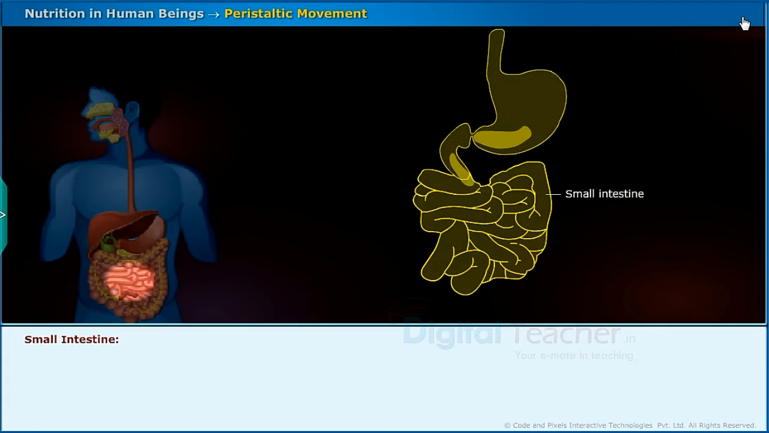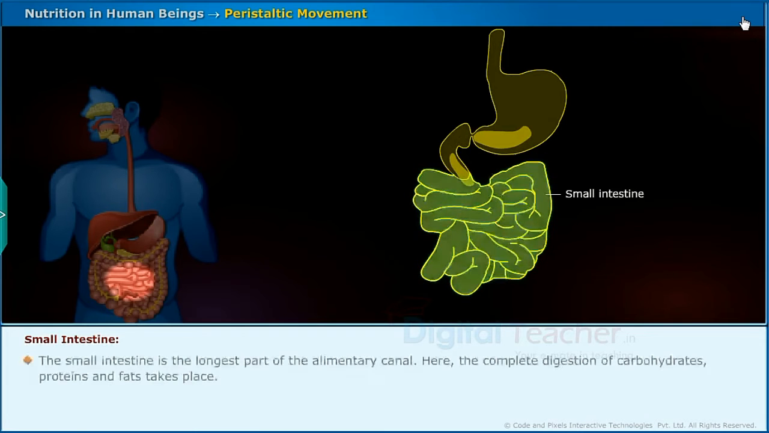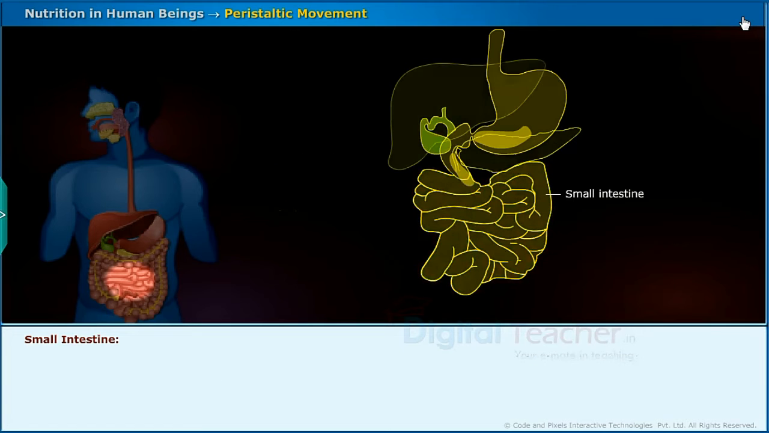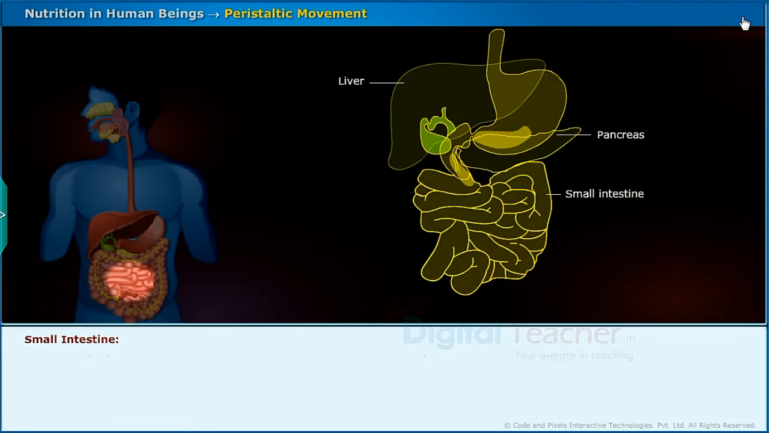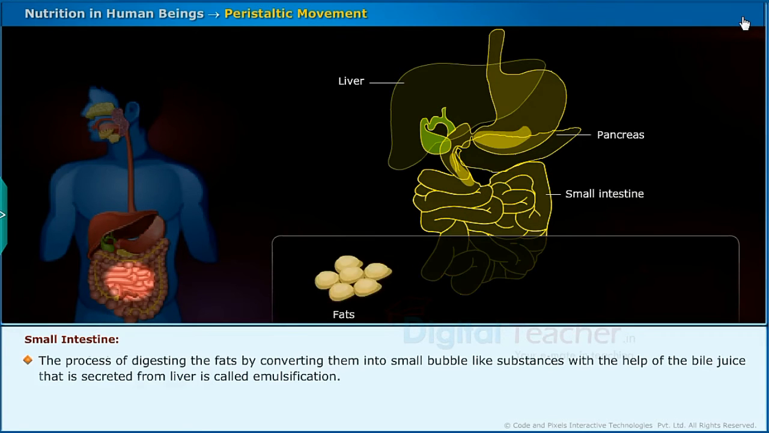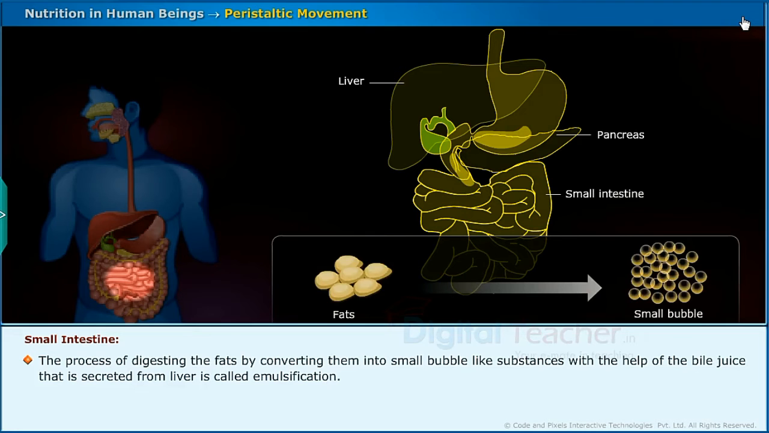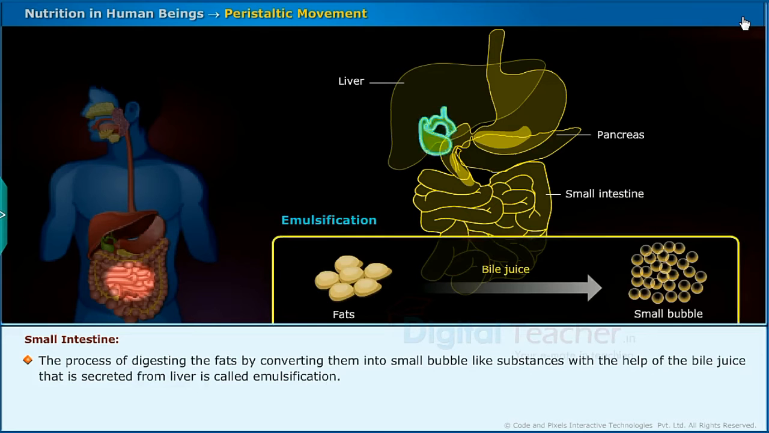Let us learn about the small intestine. The small intestine is the longest part of the alimentary canal. Here, the complete digestion of carbohydrates, proteins and fats takes place. Small intestine receives the secretion of liver and pancreas for the purpose of digestion. The process of digesting the fats by converting them into small bubble-like substances with the help of the bile juice that is secreted from liver is called emulsification.